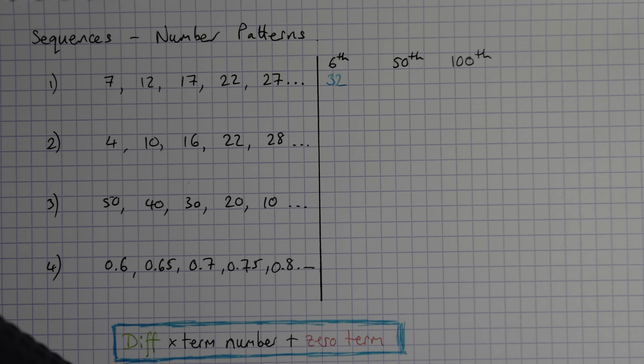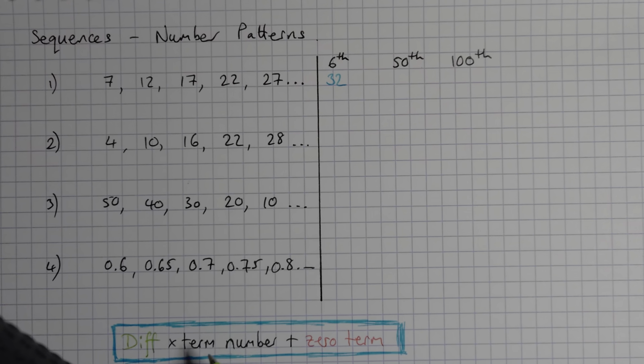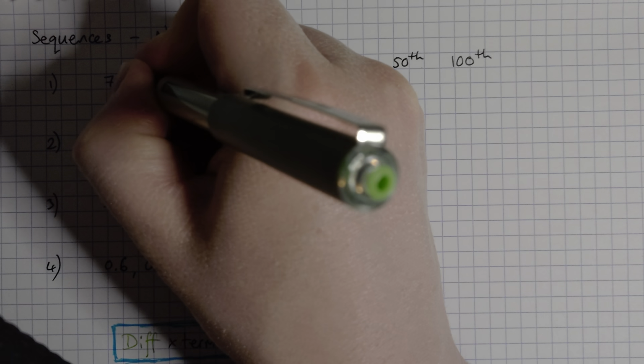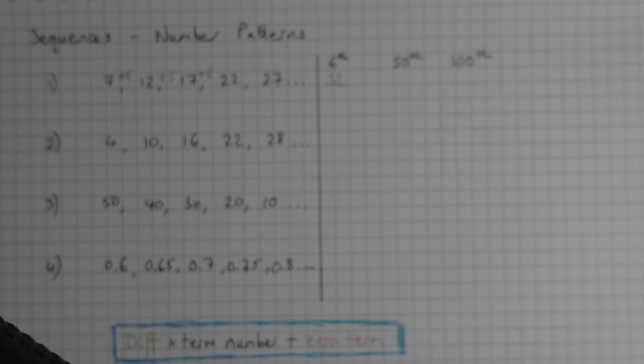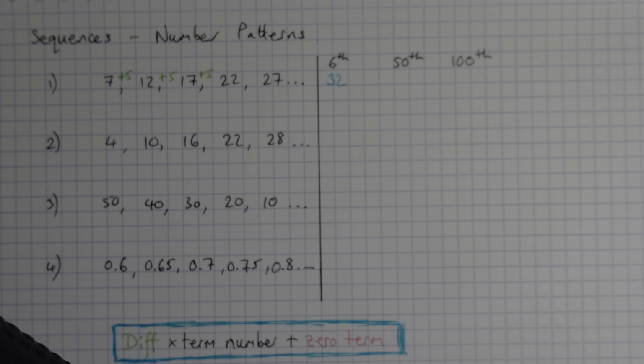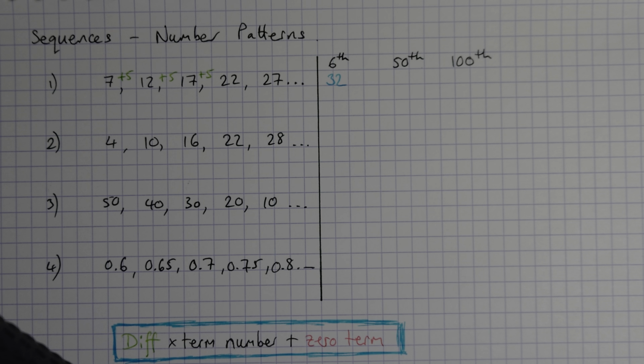Now I suggested that was add 5. So using my colours and using this formula, it says add 5, add 5, add 5, and so on. If I want to jump straight to the 50th term, I'm not going to keep going add 5, add 5, add 5 all day until I eventually get to the 50th term. I'm going to use this rule down here instead. Okay, I'm going to use the difference times term number plus 0 term rule instead.